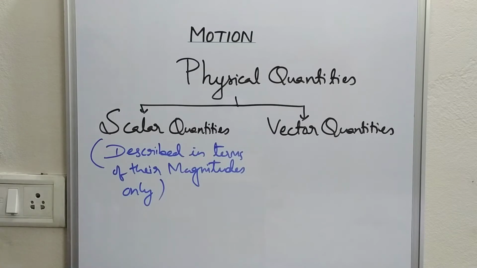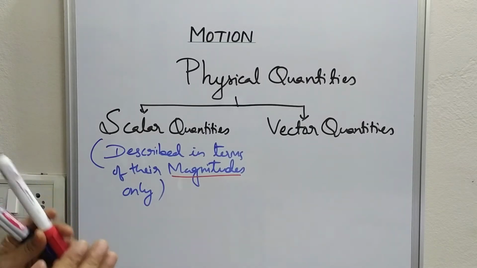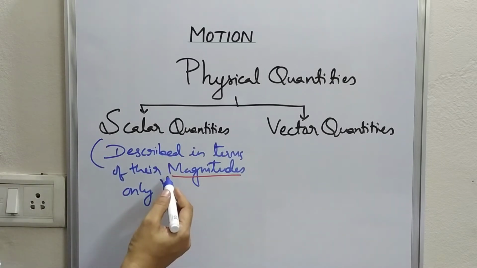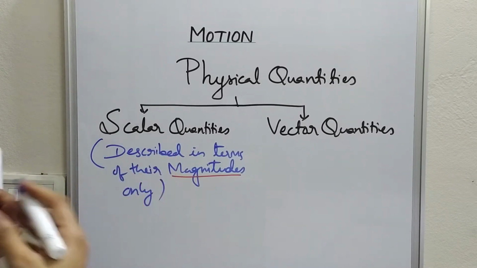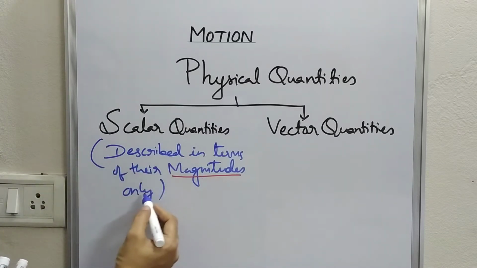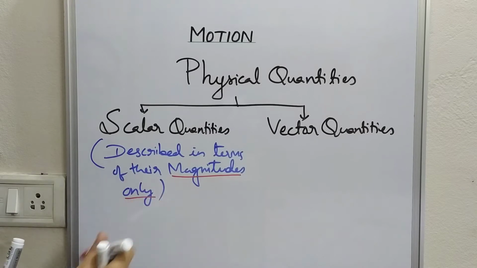Scalar quantities are those physical quantities which have only magnitudes. Magnitude means a size or amount or quantity. So scalar quantities are those physical quantities which are completely specified, or described, in terms of their magnitudes only.